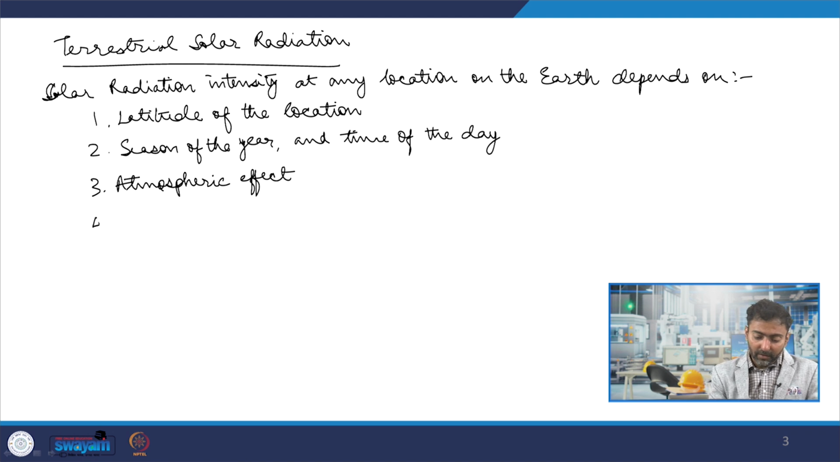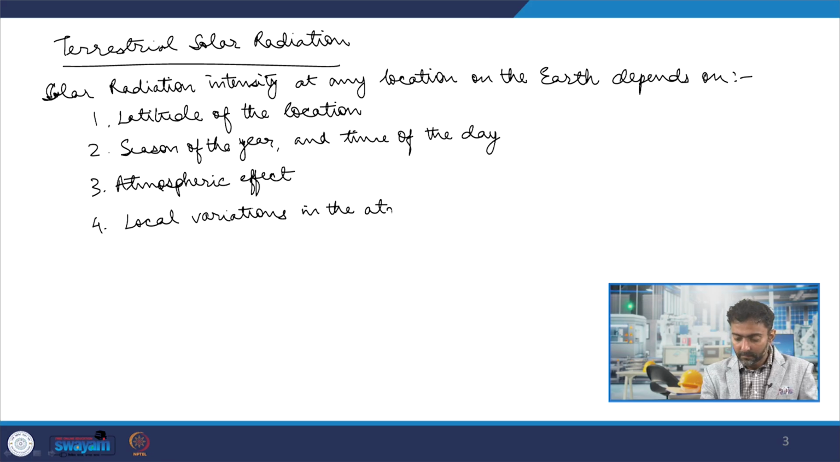And the fourth one is the local variations in the atmosphere. So there are some localized effects. One is the overall atmospheric effect, another is the localized variations like the amount of water vapor, clouds or pollutants present in the atmosphere at a particular location. So these are some of the major factors which impact the amount of terrestrial solar radiation. We will be looking at these two, atmospheric effects and the local variations in the atmosphere, in a little more detail.